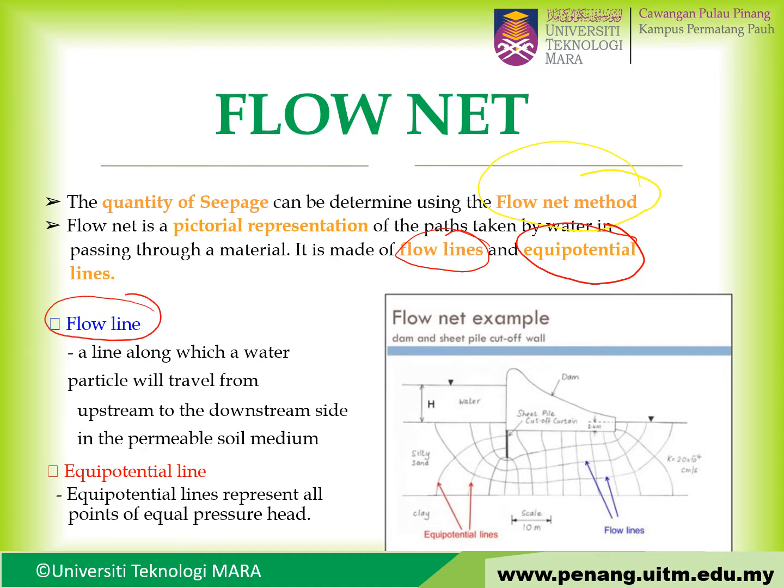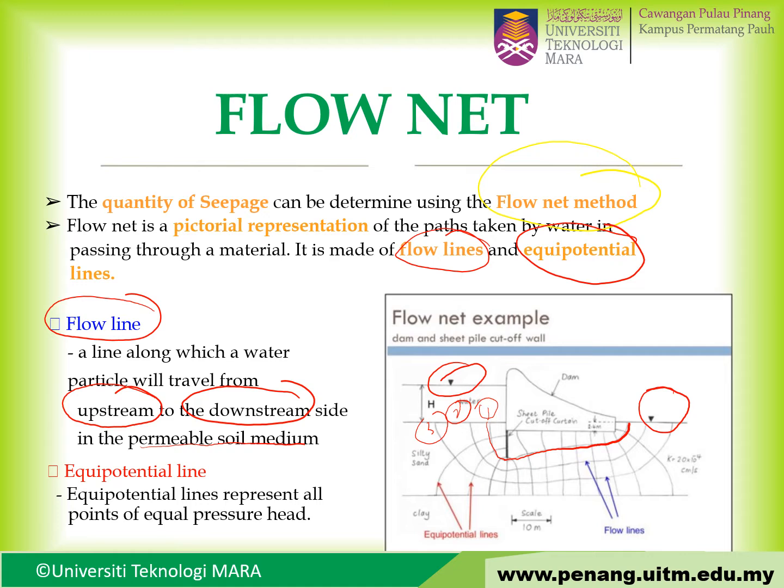A flow line is a line along which a water particle will travel from upstream to the downstream side in the permeable soil medium. So from upstream to downstream in permeable soil medium. See here, water travels here. This one is the flow line. This one is upstream. This one is downstream. Water travels from the upstream to the downstream. So you have one line, two lines, three lines and more. That is the flow line.